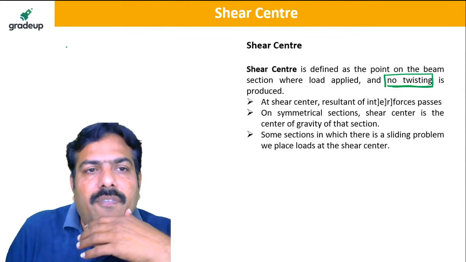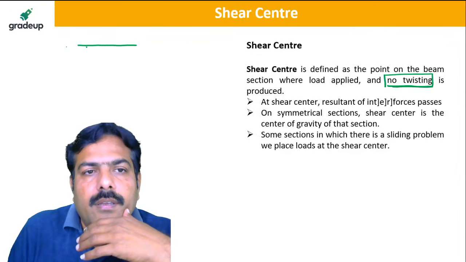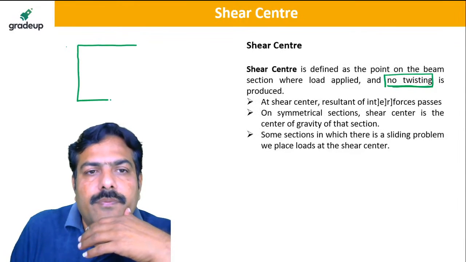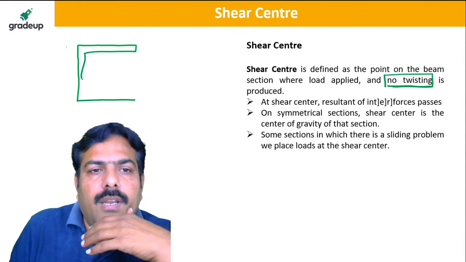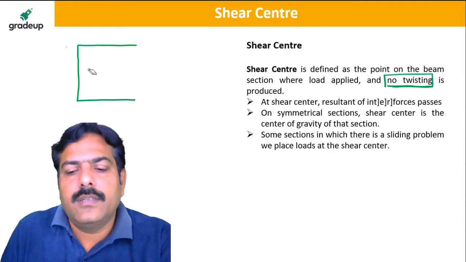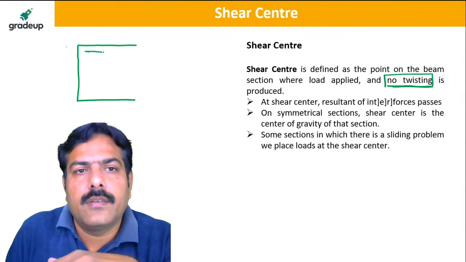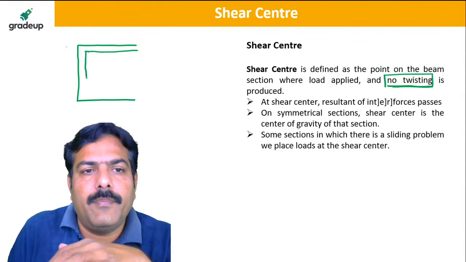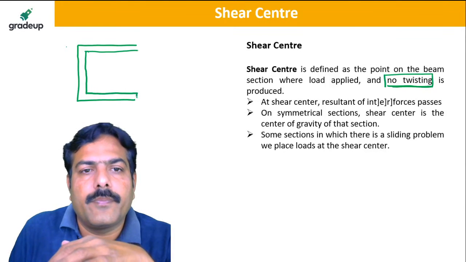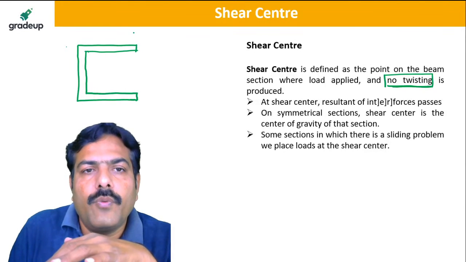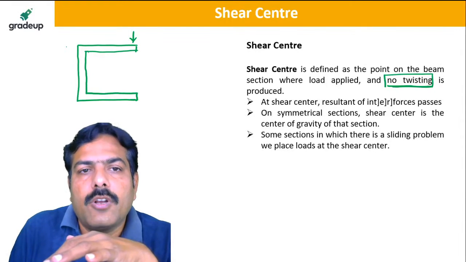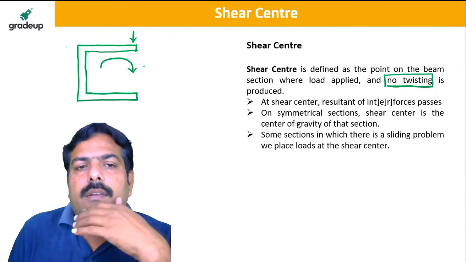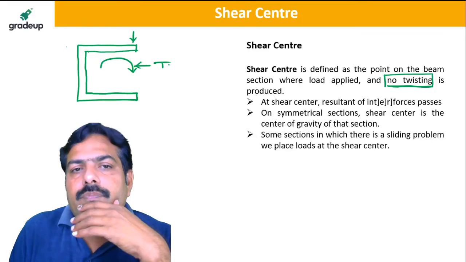So my dear friends, if I take this C channel, what happens? This is the cross section of the beam. When you apply a load here, because there is nothing here, you get a clockwise couple, and this is called twisting.